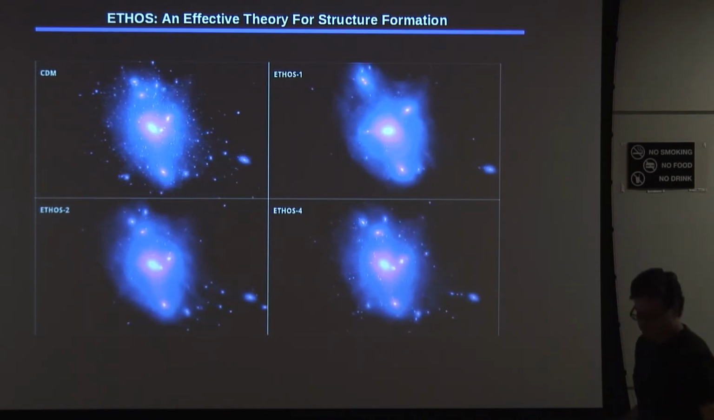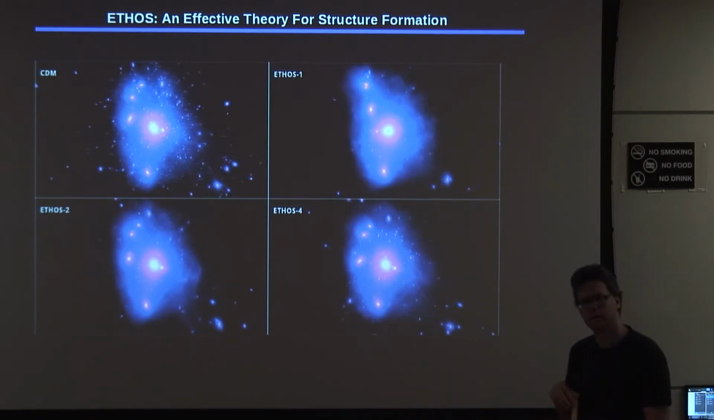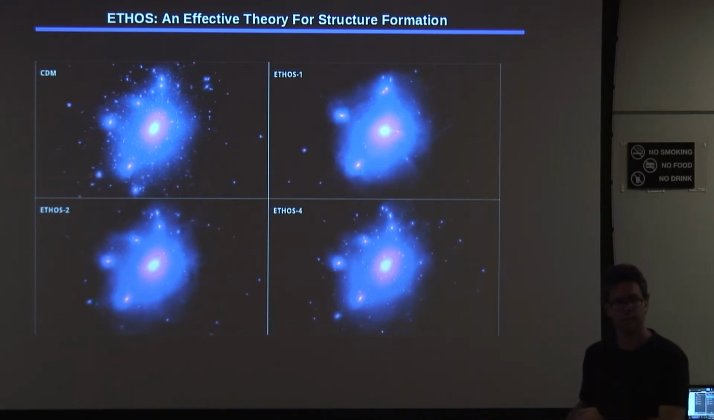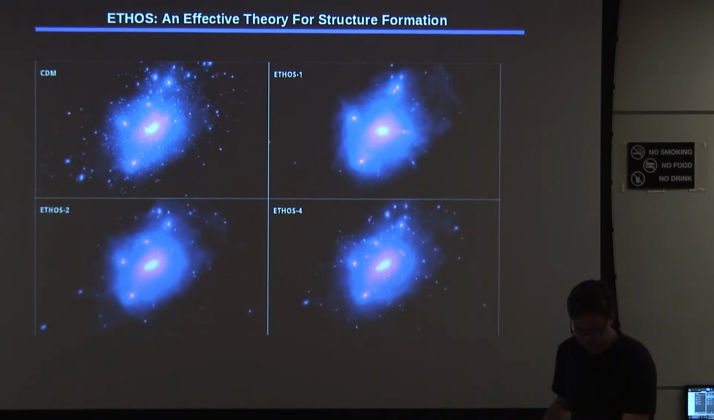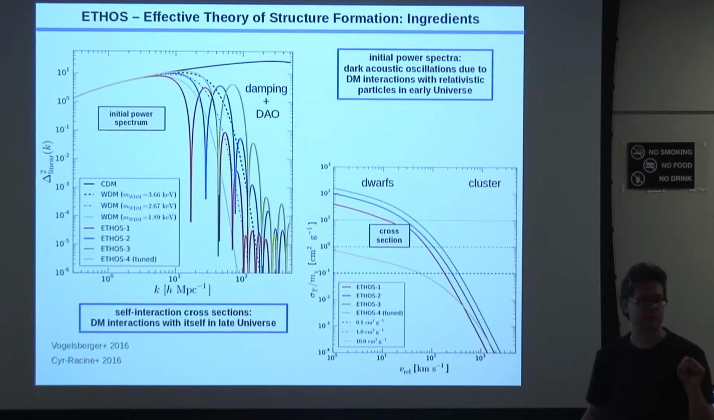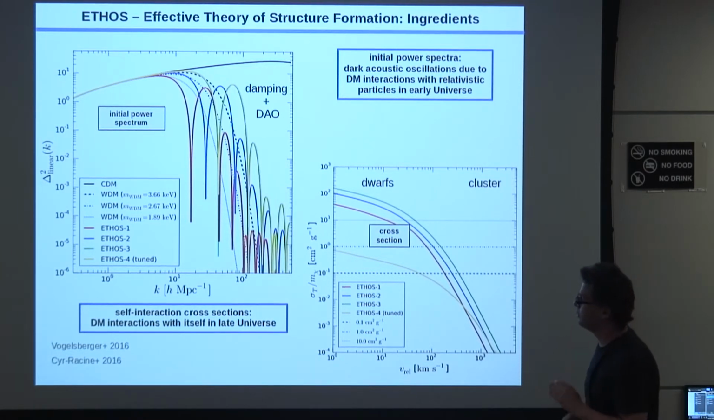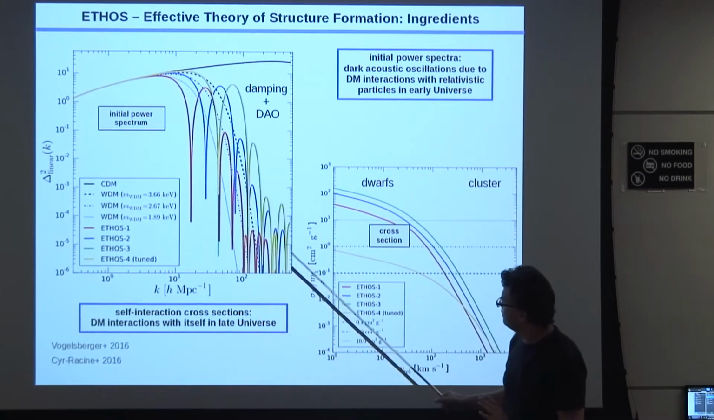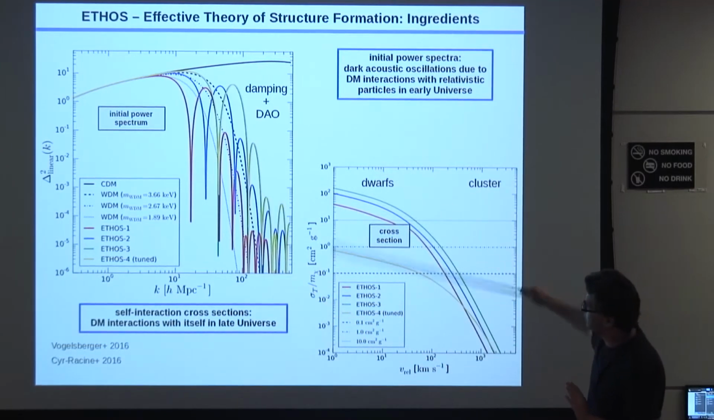Do you remember what each of these were, or not? ETHOS 1, is it just some scalar? No, they are all the same. They are all the same particle physics model. It's a dark matter particle at early times coupling to some relativistic fermion. The only difference is what you choose for the masses of the gauge boson and the coupling constants. It's the same particle physics model, just different parameters that you choose. And again, it was mainly done to explore a certain range in the cross sections and in the cutoff.